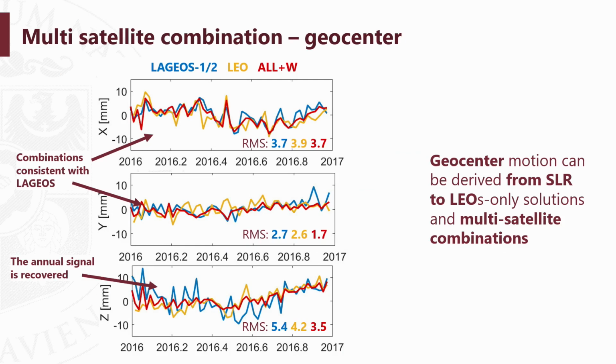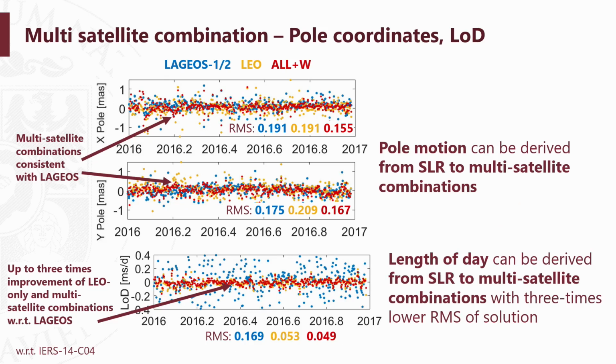Here we can see the geocenter motion X, Y, and Z components from the three tested solutions, and we can see consistency between our LEO-only and combined solutions and the estimates based on LAGEOS 1 and 2 data. And here are the pole coordinates and the LOD parameter from the three tested solutions. Also, we have very nice consistency with the LAGEOS-based estimates for the multi-satellite combinations, whereas in the case of the LOD parameter, there is a 3 times improvement of the multi-satellite combinations compared to the LAGEOS-based ones.